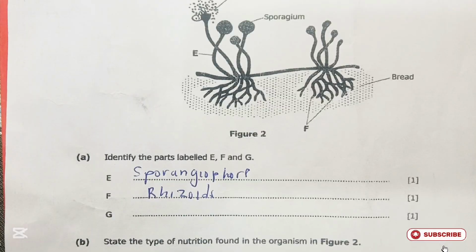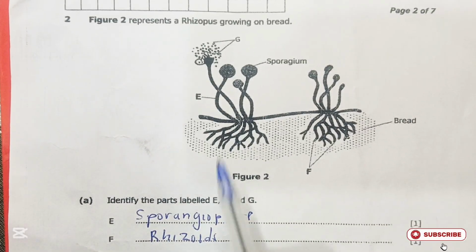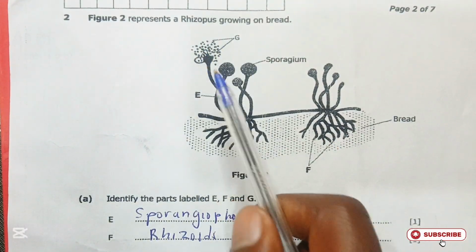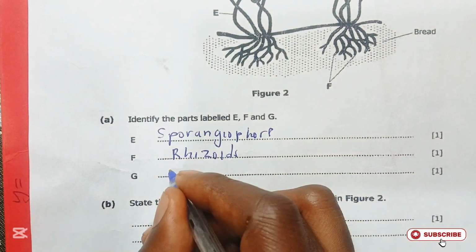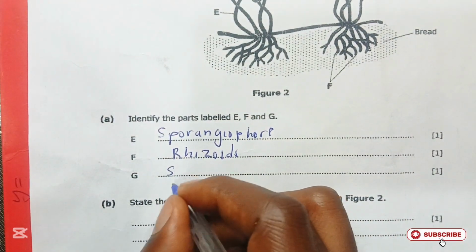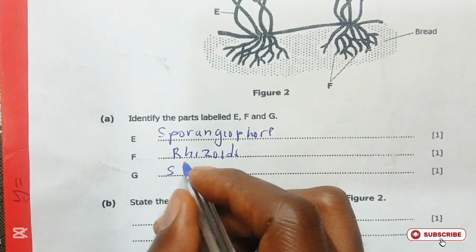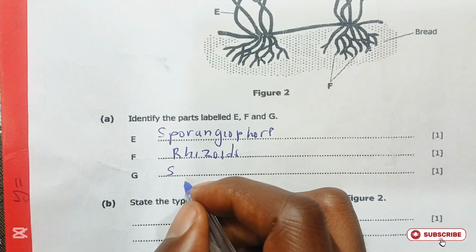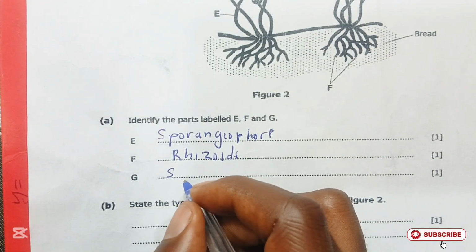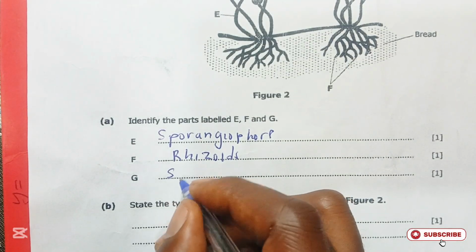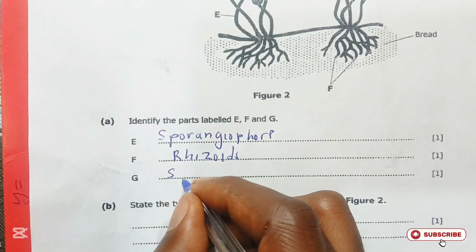Then G now. G, the top part, these are the spores. These are tiny reproductive cells which are released from the what? Sporangium. They are reproductive cells released from the sporangium. The G, which are spores.